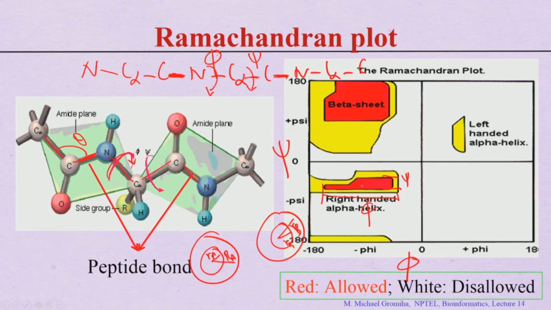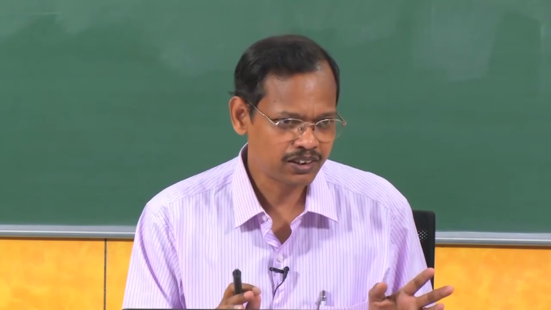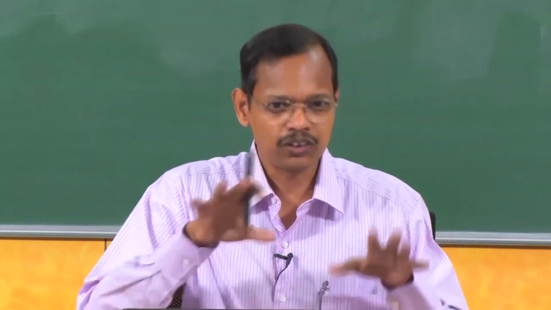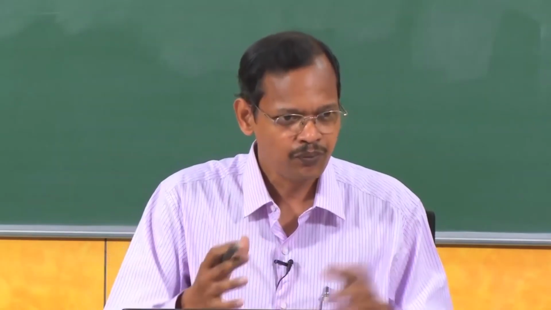Here you can see the yellow one is called the partially allowed regions, and the white region is the completely disallowed region. Compared to the alpha helices, for beta sheets you can see this is wide. Why is it wide? Because it is more flexible. It is loosely packed, not tightly packed, so it can have more options for interaction. So, you can see more rotations are allowed in the case of beta sheets.